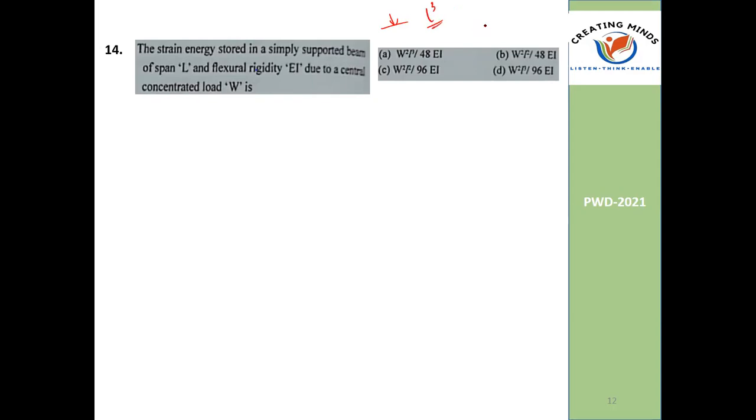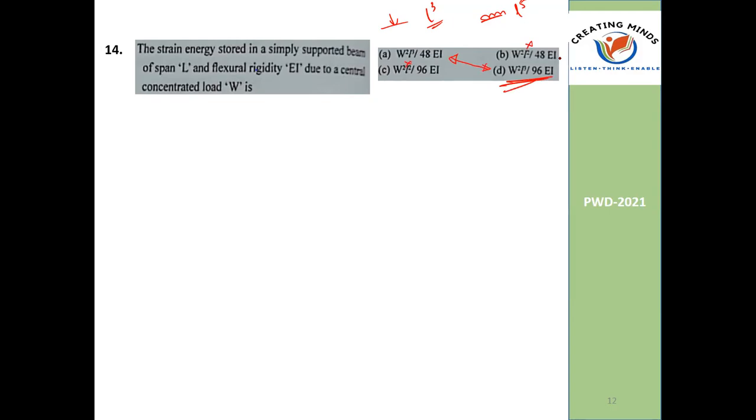Subjected to UDL, remember L power 5. See, here is L cube, this is valid. Here L square, not valid. Only the competition between A and D. Who will win? The higher the value, 96 will win. Option D.